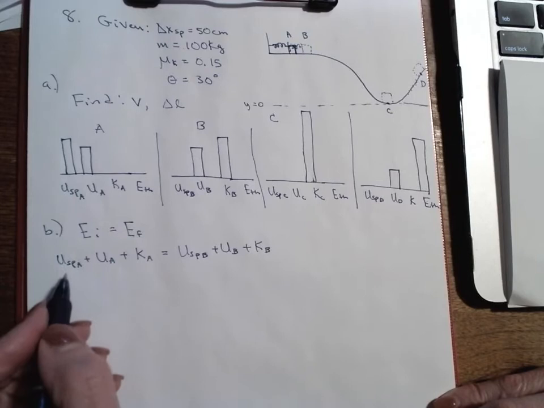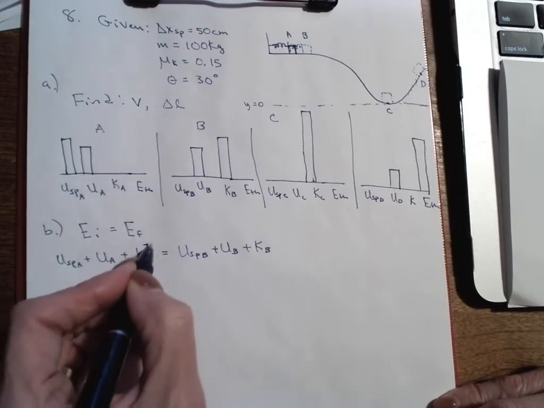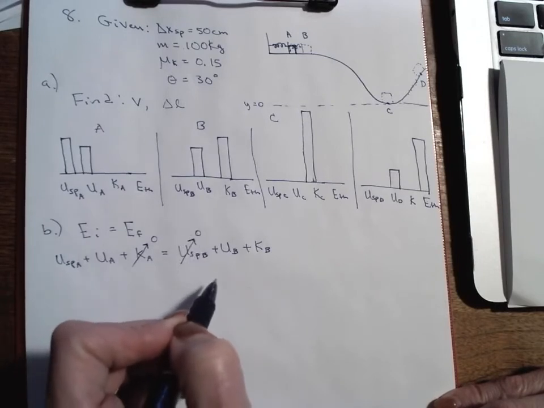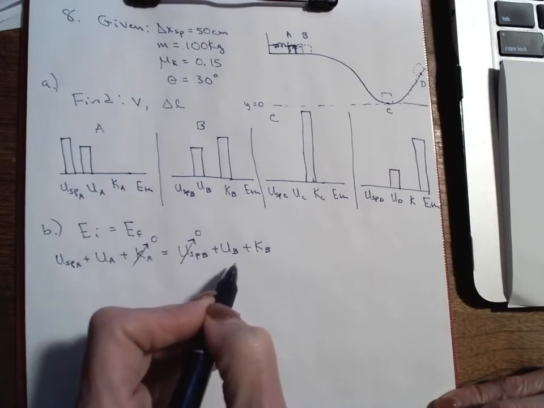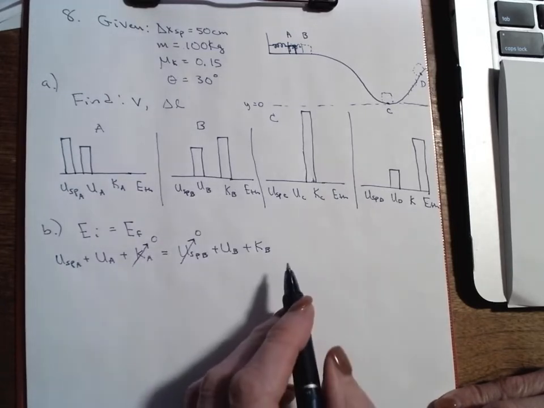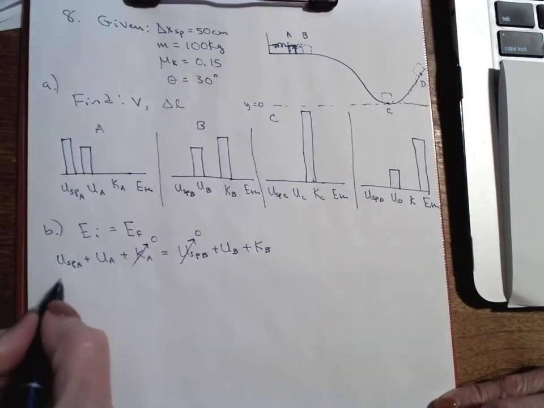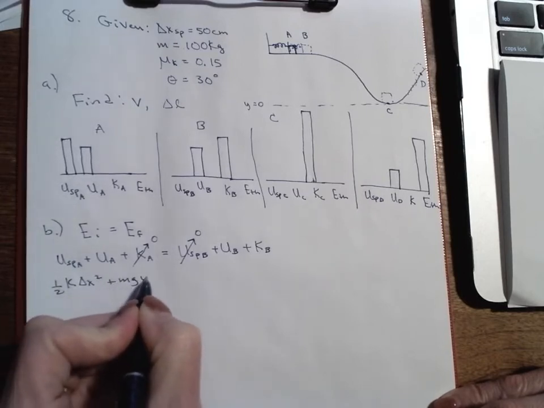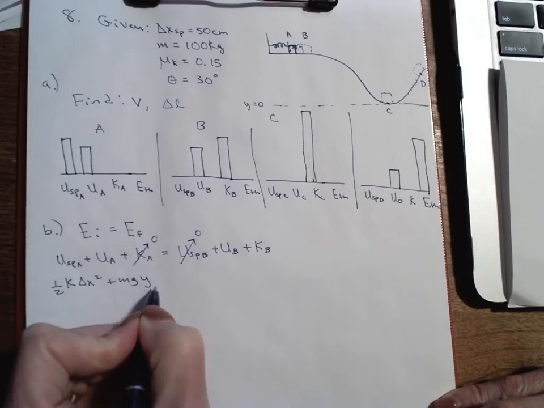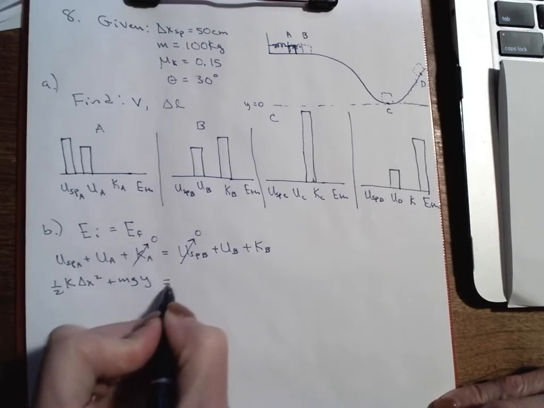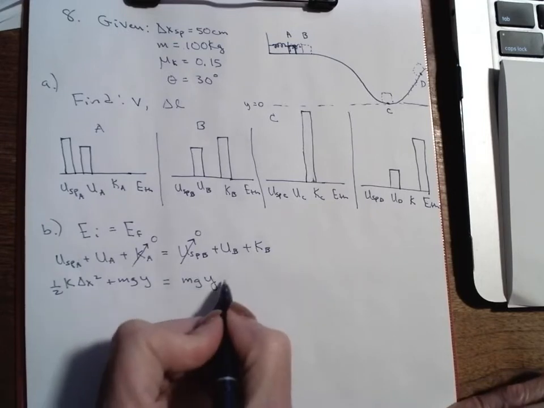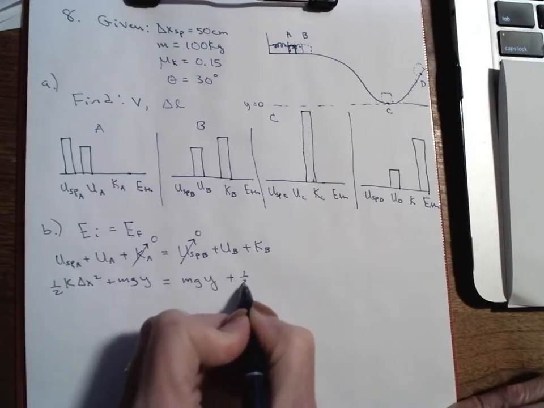Okay, so looking here, I have these two, but I don't have any kinetic energy yet. And at B, I don't have any spring energy, and I have both potential energy and kinetic energy. Okay, so I'm going to plug in here. So I'm going to have 1/2 k delta x squared plus mgy, and that is equal to U_B, which is mgy. So that's going to be the same, plus 1/2 mv squared.